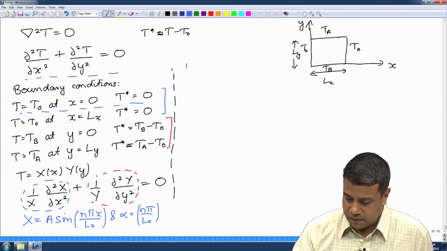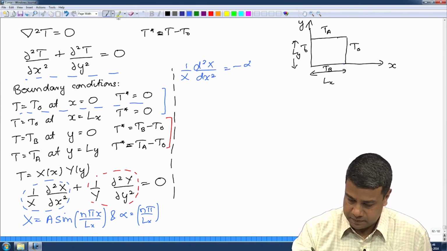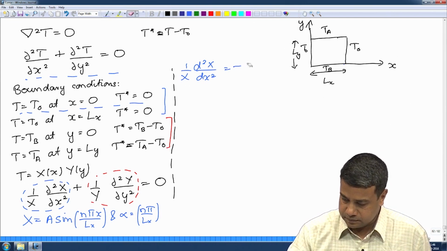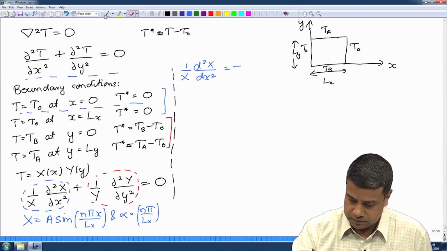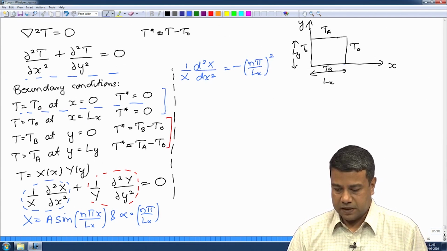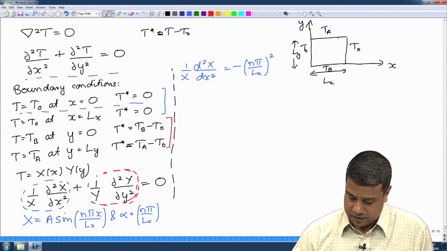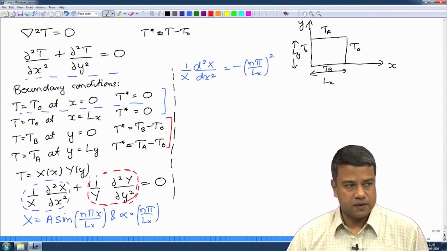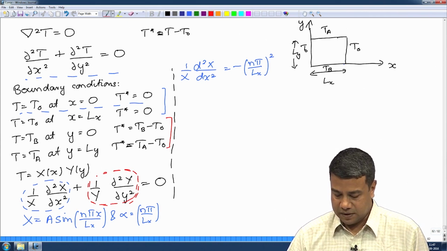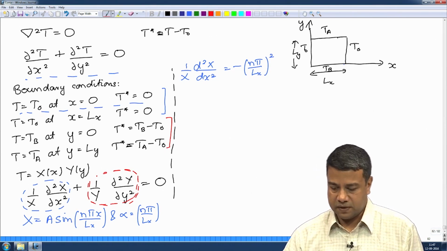Okay. So, therefore, I have solved: 1 over X d squared X by dx squared is equal to minus (n pi by Lx) the whole squared, which means that the y derivative has to be of opposite sign. Because the x term plus the y term have to sum to 0, the y term has to be of opposite sign.